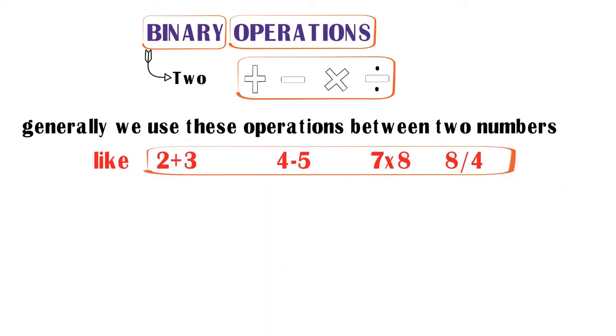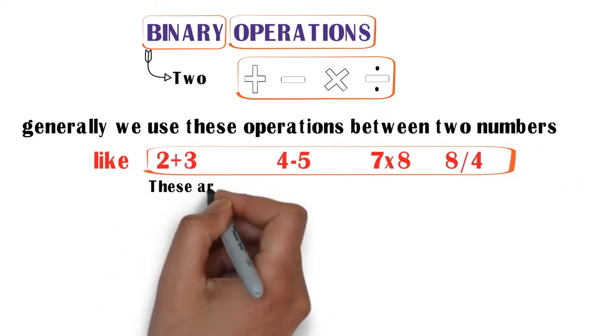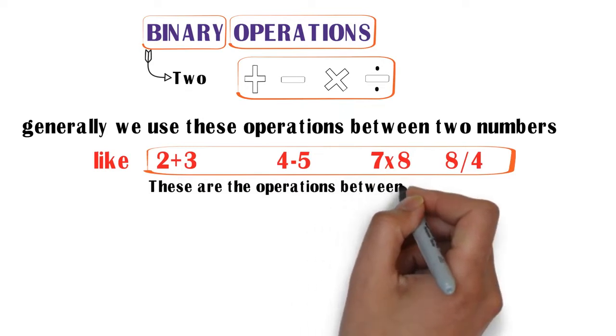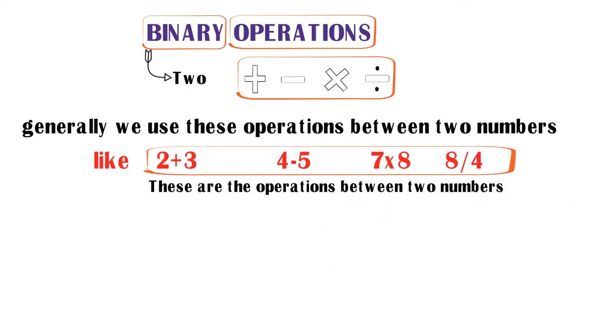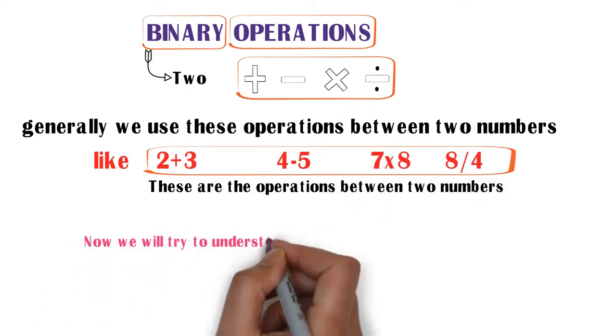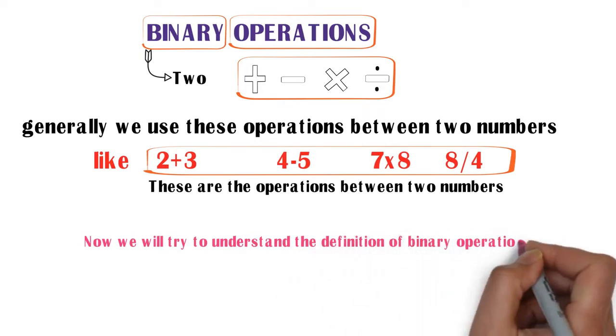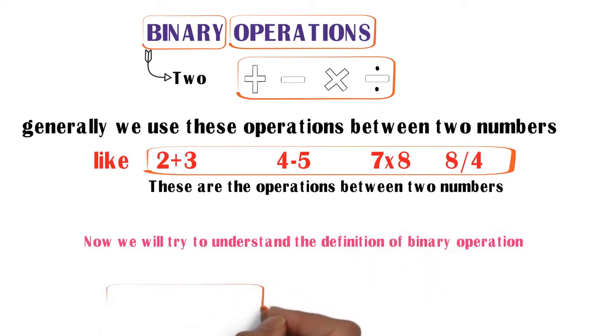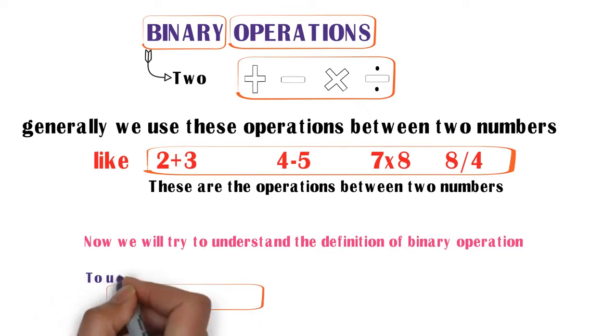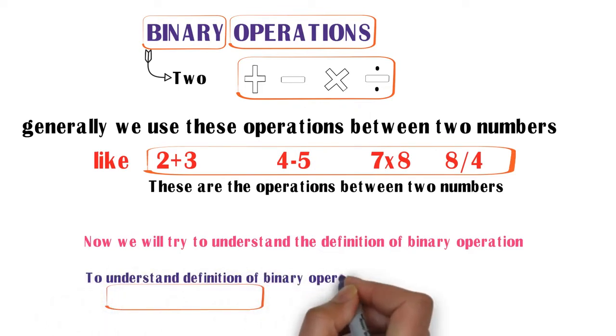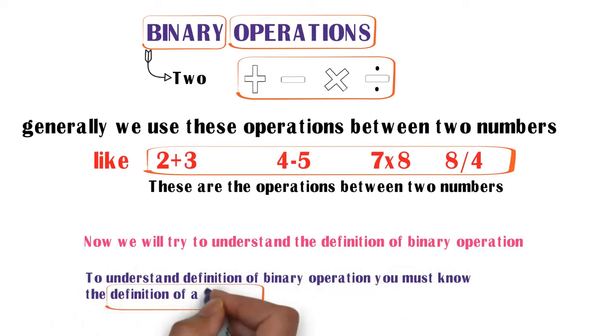Try to understand why they are named binary operations. These are the operations between two numbers. Now we'll try to understand the definition of a binary operation. To understand the definition of a binary operation, you must know the definition of a function. You can find my video on the definition of a function.